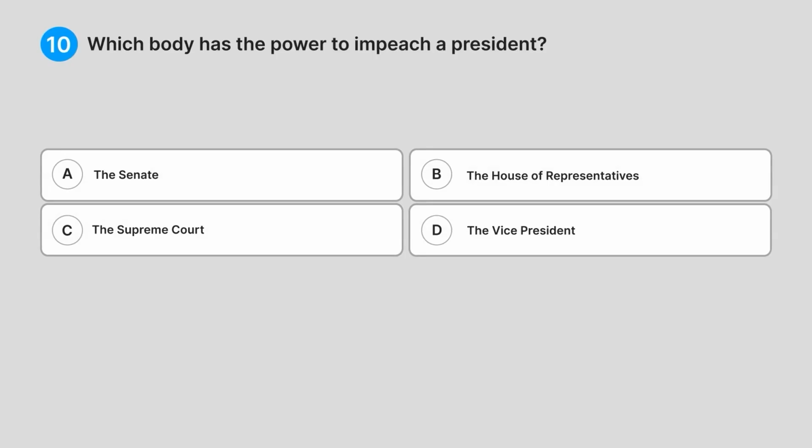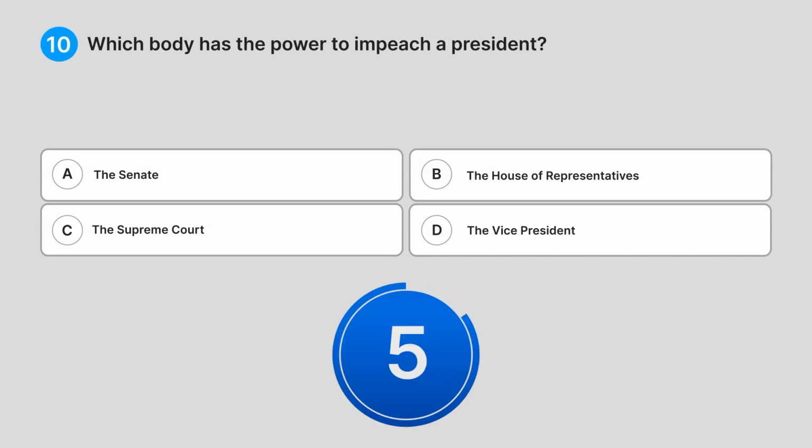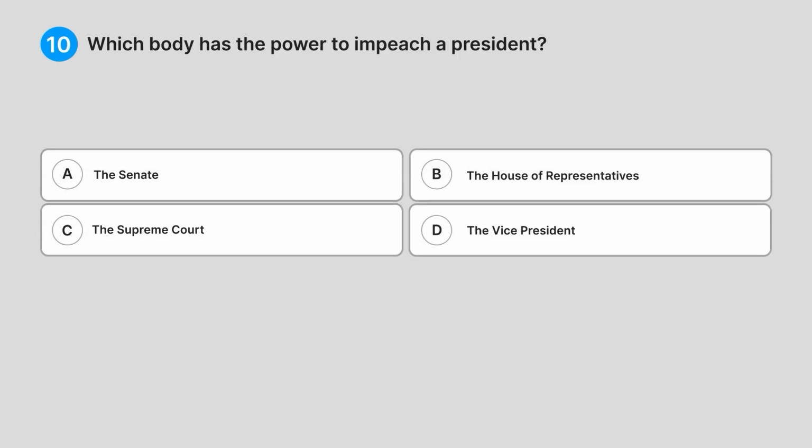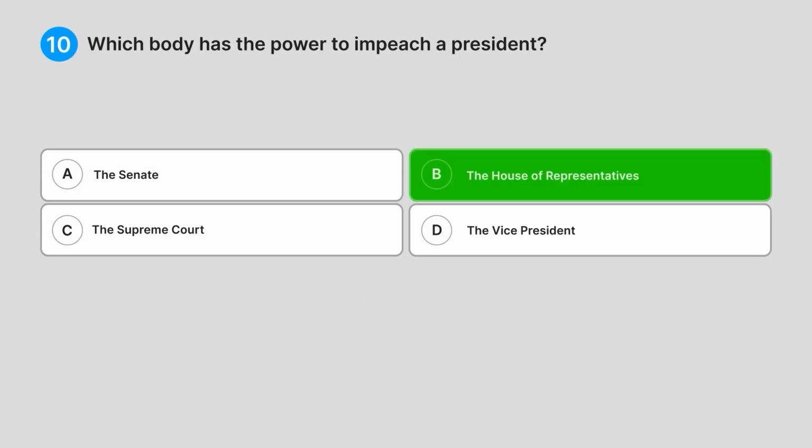10. Which body has the power to impeach a president? A. The Senate. B. The House of Representatives. C. The Supreme Court. D. The Vice President. What do you think is the answer? Correct answer, B. The House of Representatives.